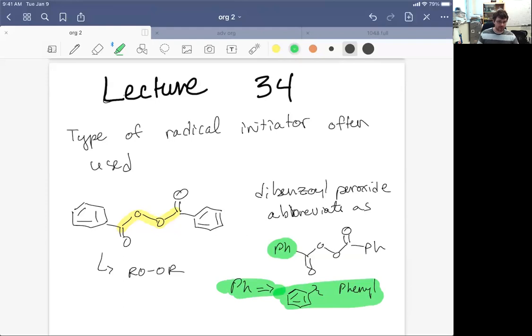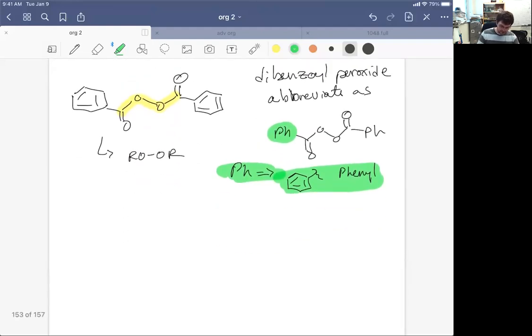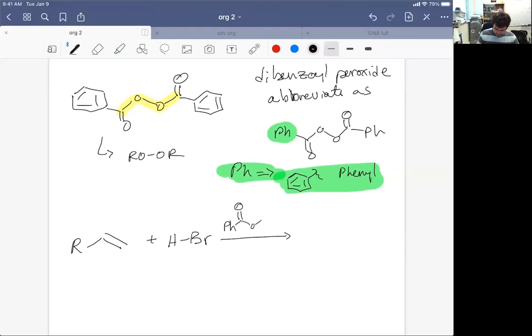So when I do my anti-Markovnikov hydrohalogenation, which was the subject of the last lecture, I've got my differentially substituted alkene here, where one side is more substituted, one side is less substituted, and I add HBr to this, but I use dibenzoyl peroxide as an additive along with some heat. I'm going to see this product form.